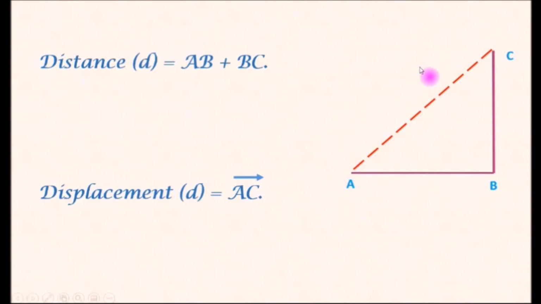Why? Because it is not real. The actual path is the distance. The actual moved length is the distance, while the displacement is the shortest straight line connecting the starting position and the ending position. And now let's talk about another example, one of them from scalar and the other from vector physical quantities.